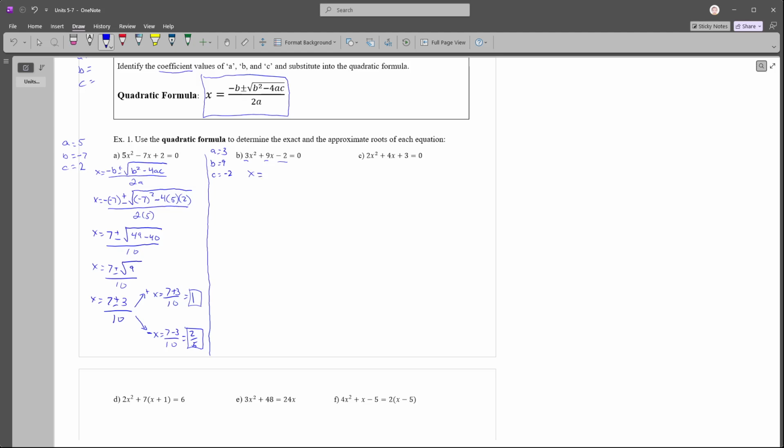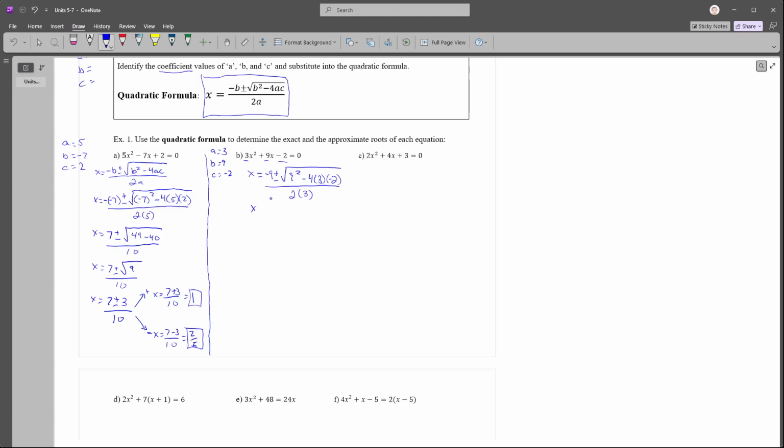So we have x is equal to negative b, so negative 9, plus or minus the square root of b squared, 9 squared, minus 4 times a, which is 3, times c, which is negative 2. Now I'll top off the square root over here, and that's all over 2 times a, which is 3.